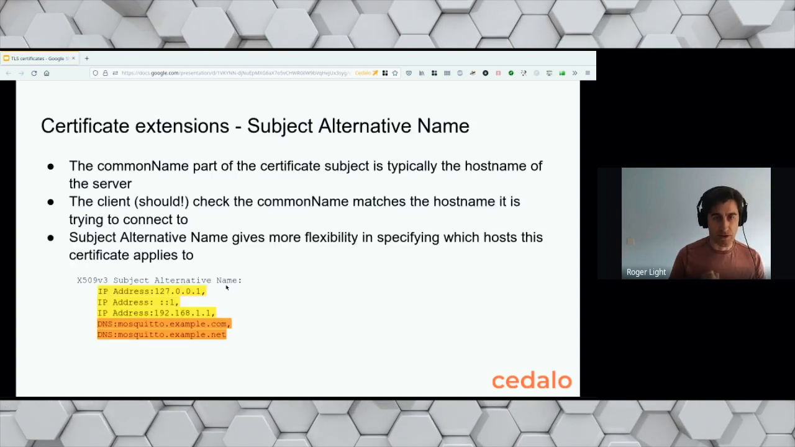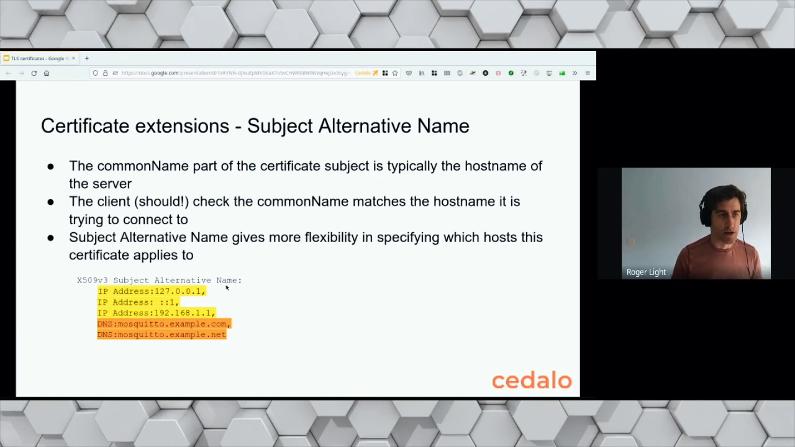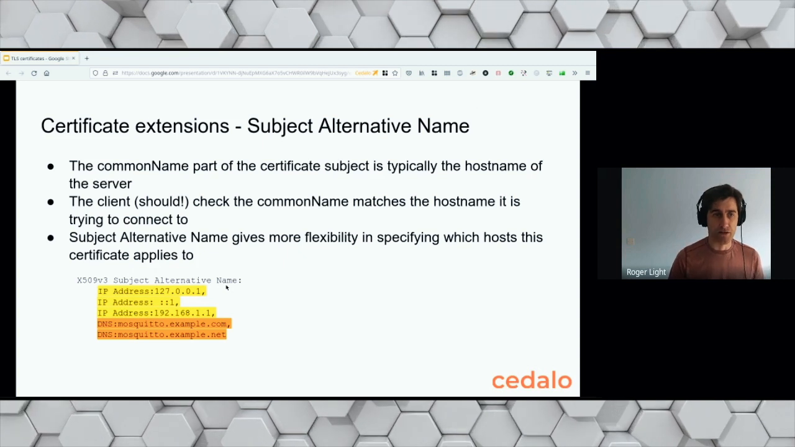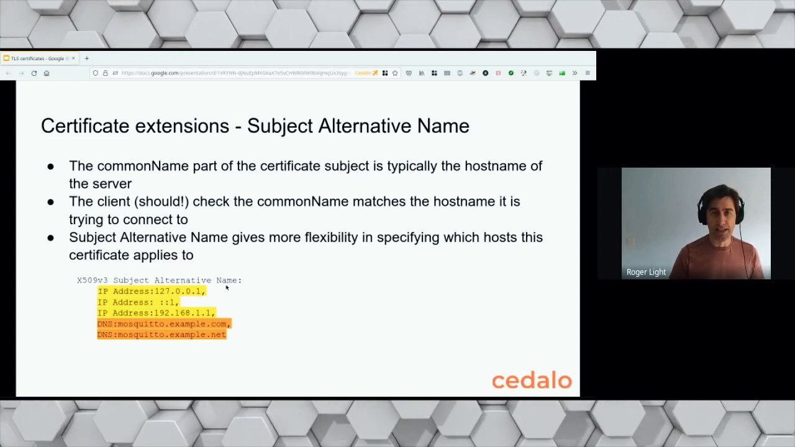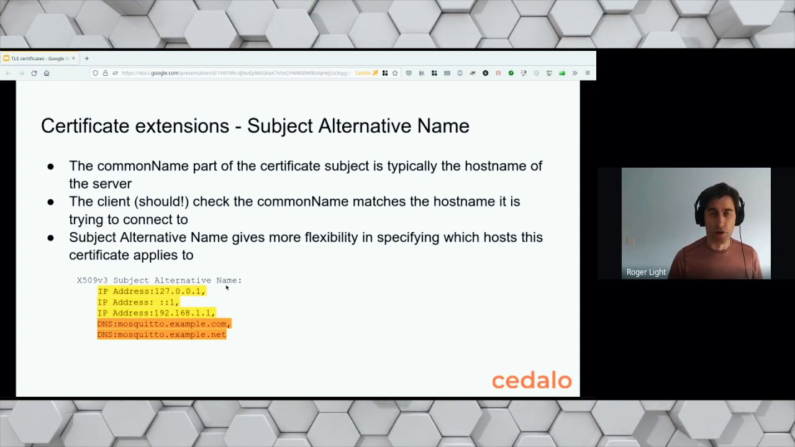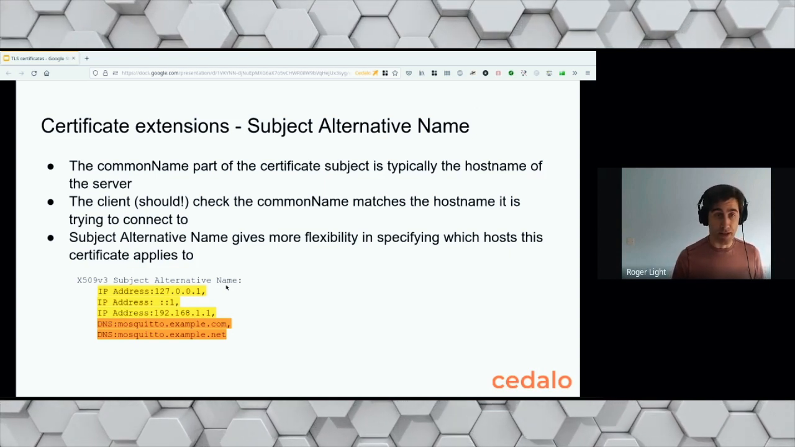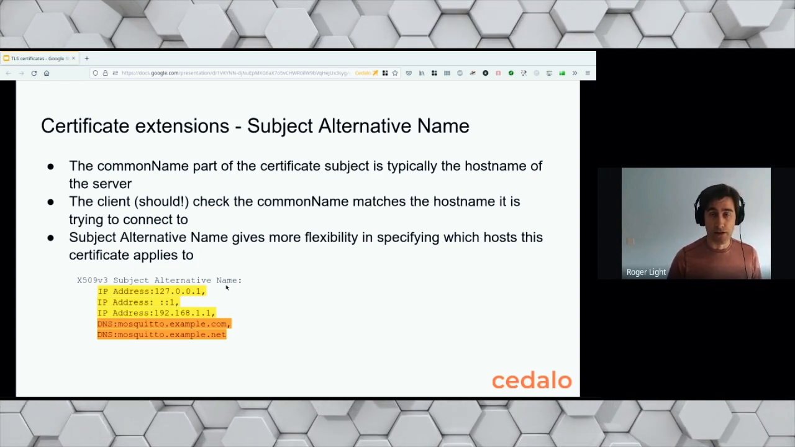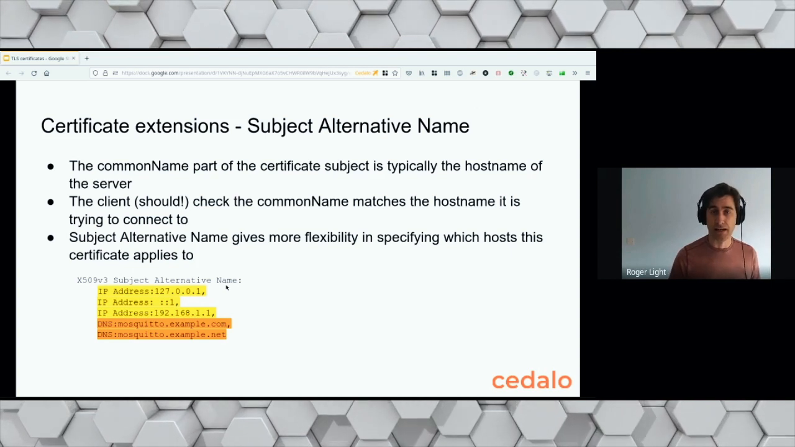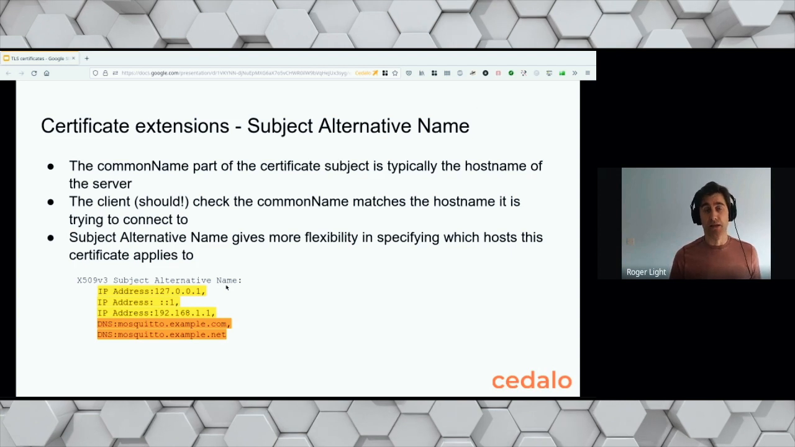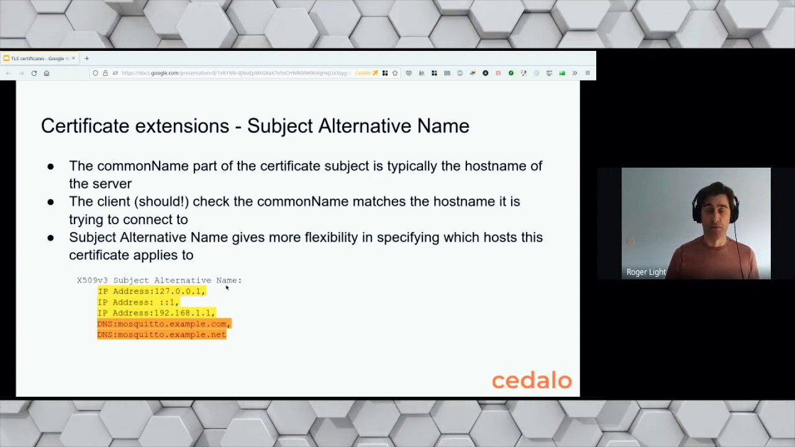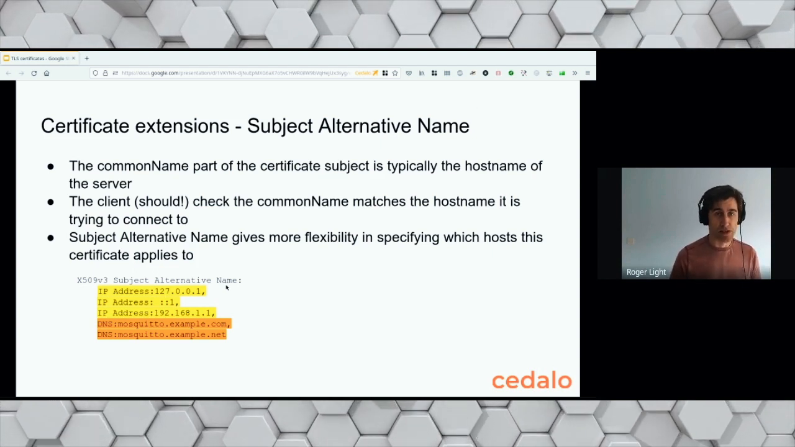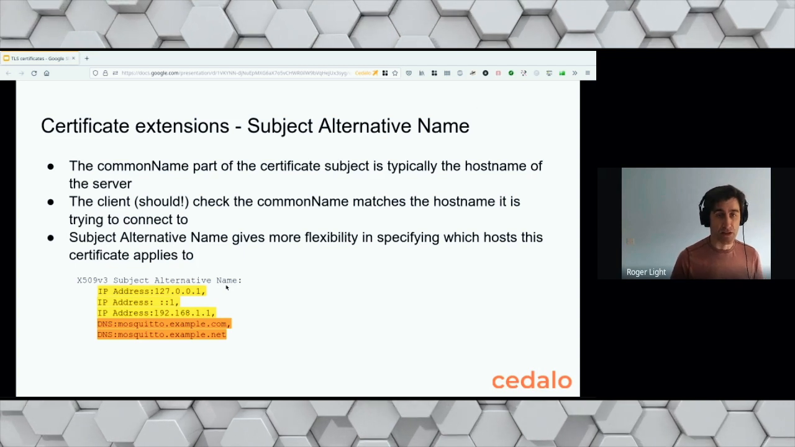A couple of other topics that don't exactly fit into either of those other titles. We can have extensions to the certificates to add extra features, and the most important one for us really is subject alternative name. I already mentioned the host names being used for verification, using the common name part of the certificate, and that the client definitely should be checking that against what it's trying to connect to. And that's great, but it's quite limiting because it's only a single field. So you may want to have a certificate support multiple host names, for example, and subject alternative name is an extension that enables that.